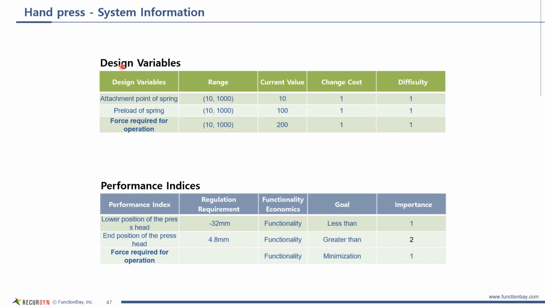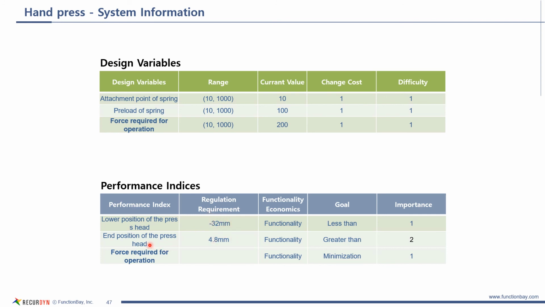This is the system information. The attachment point of the spring and spring preload are the design variables. The force to pull the lever is set as another design variable. The conditions for the lower and upper position of the press head are expressed as shown in this table.